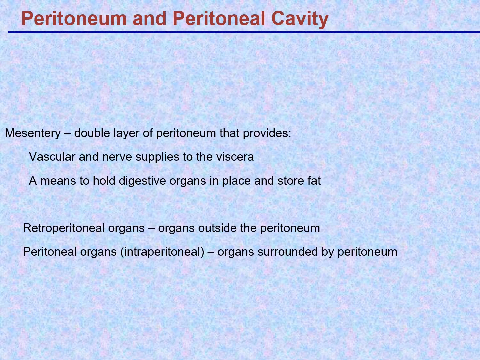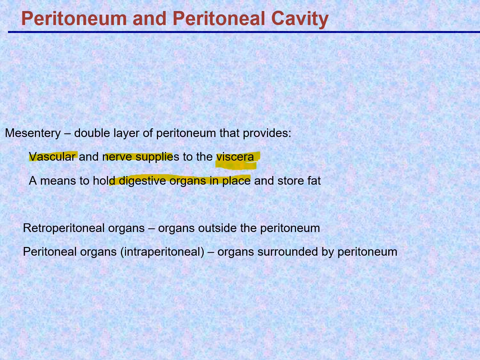The mesentery is a double layer peritoneal membrane. It, as I said, has blood vessels in it. It also has nerves running in it, and these supply vascular and nerve supply to the viscera. The viscera are the internal organs, right, covered by the visceral peritoneum, or by the visceral peritoneal membrane. And they also not only allow for the suspension of those blood vessels and nerves nicely, but they hold the digestive organs in place.